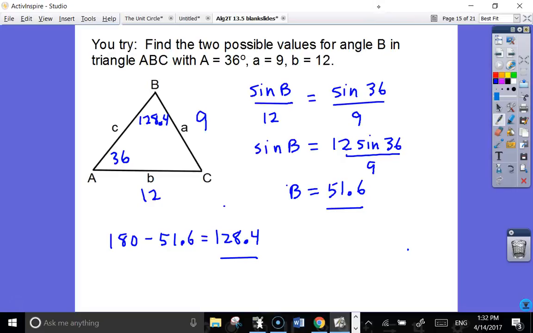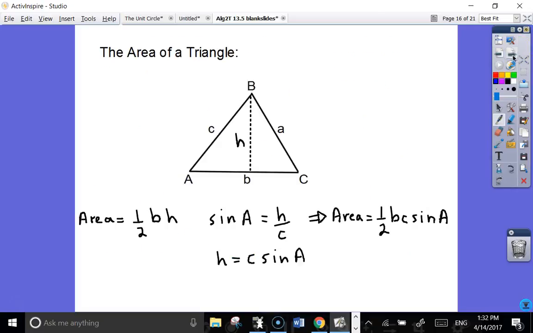Good, Olivia? Okay. You good? Okay. So here's another thing that comes up with the law of sines, is that there's actually a formula for the area of a triangle, which is not the one you already know from geometry. We know from geometry that the area of a triangle is 1/2 the base times the height. But normally when you've got a triangle, you don't necessarily know the height.